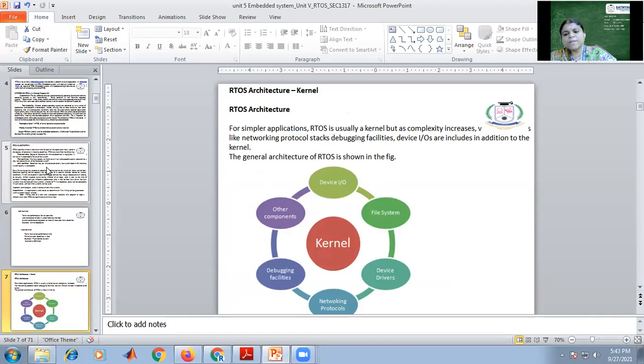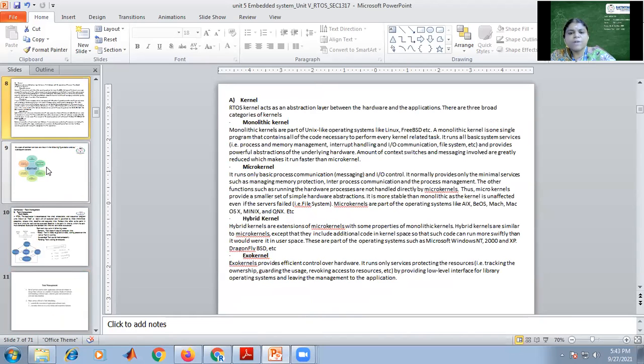This is the architecture of RTOS, where you have the kernel as the central unit. Along with that, we have the input-output system, file system, device drivers, networking protocols, debugging facility, and other components. The kernel is said to be the heart, and it acts as the interface layer between hardware and the application program.